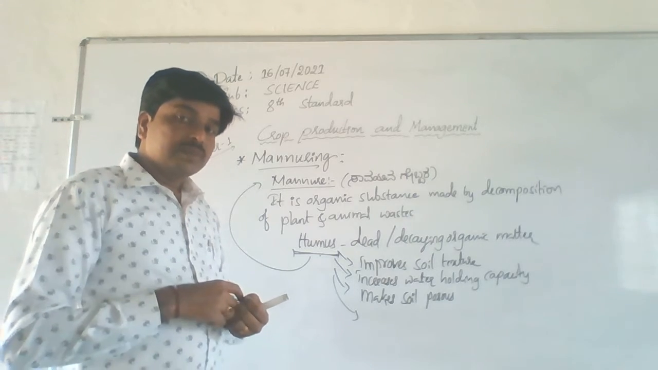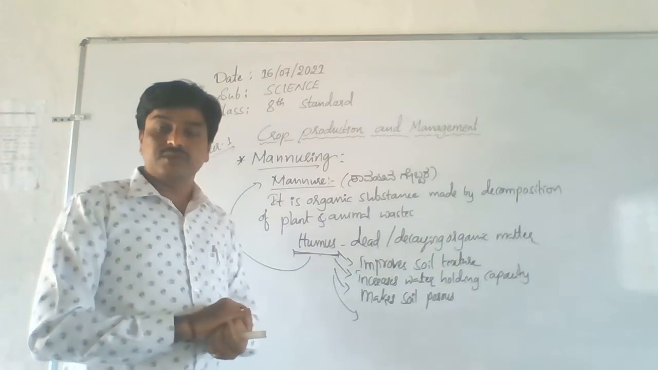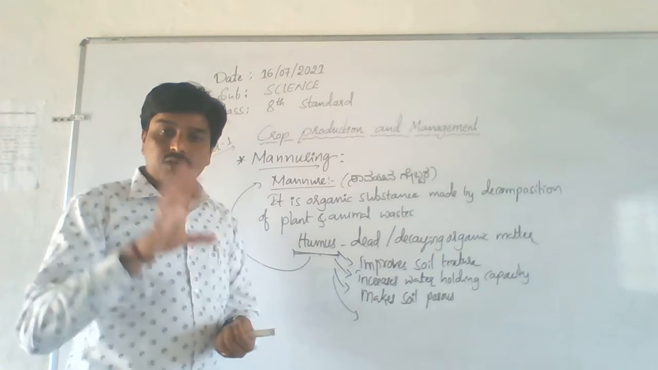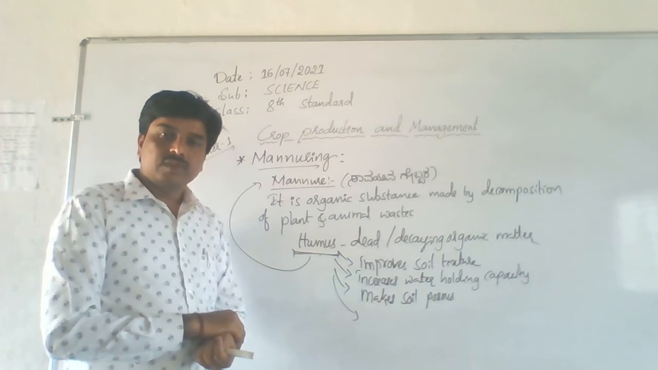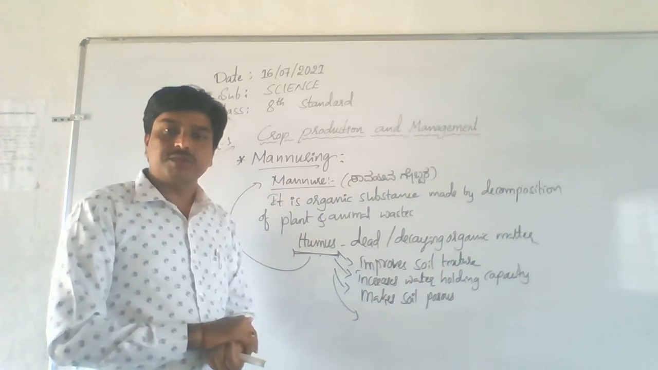Black soil contains a high amount of humus. Hence it has a very high water holding capacity, and hence it is very suitable for the cultivation of the cotton plant.